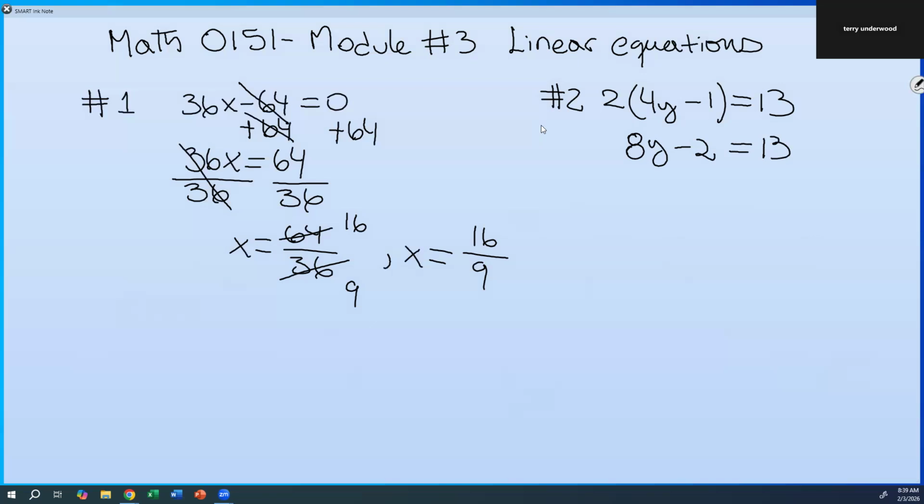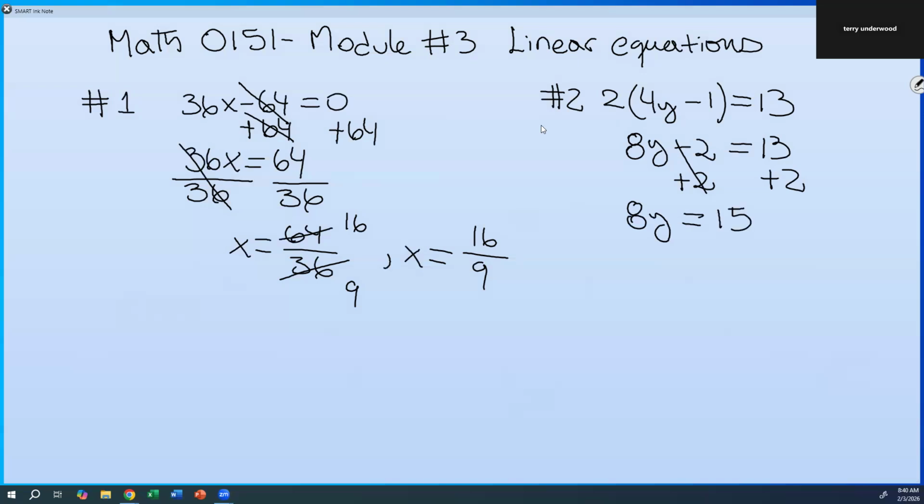So my next step is, again, I need to isolate my y because I'm solving for y. In this second example, y is my variable. I will then, first of all, add 2 to both sides to move the 2 to the other side of the equation. And when I do that, these 2 cancel, and I have 8y is equal to 15.